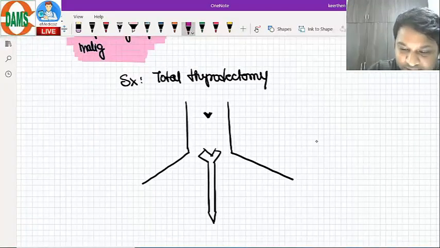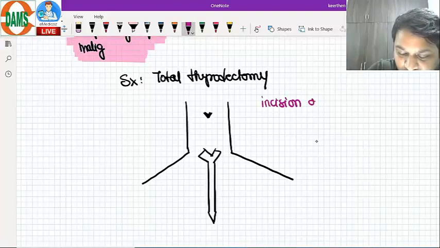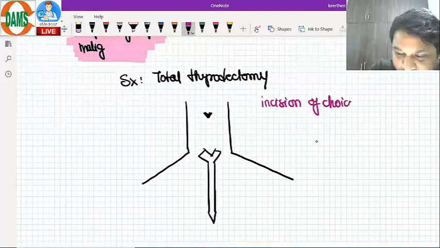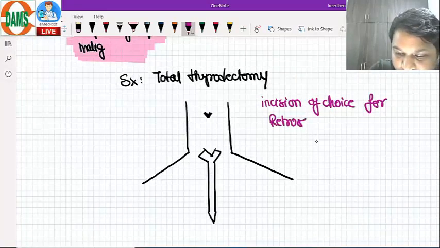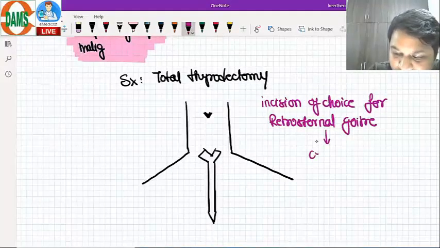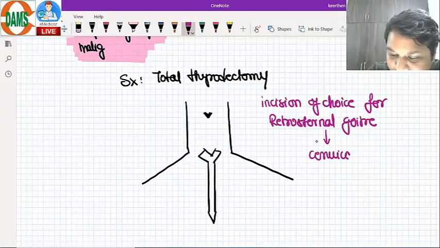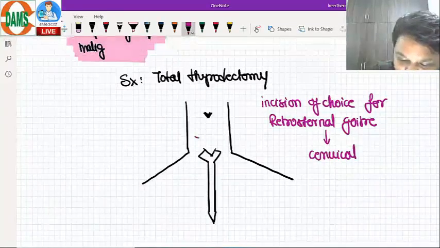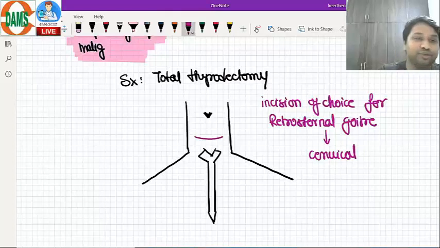If the question says, what is the incision of choice for retrosternal goiter? What is the incision of choice for retrosternal goiter? The answer is going to be the cervical incision.